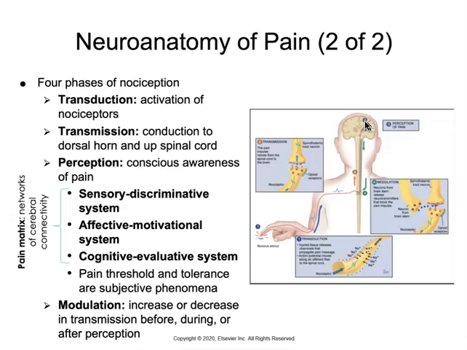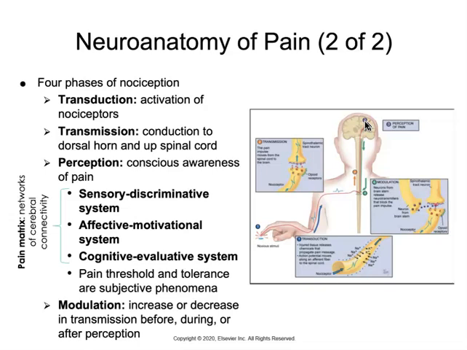So the first one we'll describe is the sensory discriminative system. And this is mediated by our somatosensory cortex. So if you remember where that is, in our parietal lobe, and it's responsible for identifying the presence, the character, and location of the intense pain so that we're able to kind of describe that pain, right?